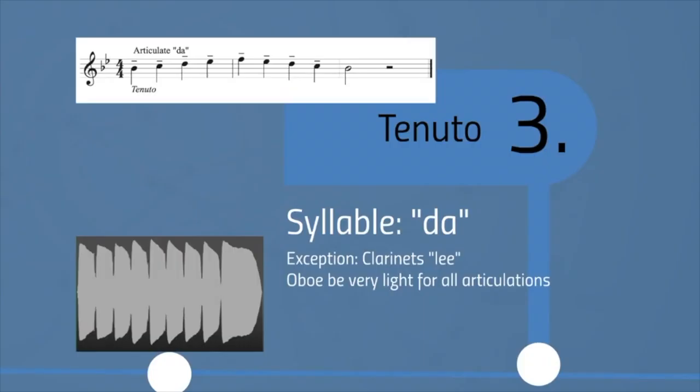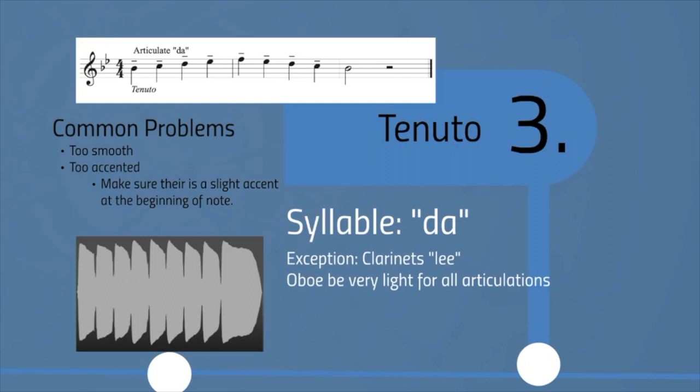The syllable we're going to use is da. Exception, clarinets are going to use li. Oboe is also going to have a very light articulation. If you tongue as hard as the brass, it doesn't sound good. The most common problems I've found with tenuto accents is either you're too smooth or you're too accented. You're playing just like the slur or you're playing just like the marcato, and there's nothing in the middle. So we're trying to make those subtle differences so that we have 5 different accents. Make sure there's a slight accent at the beginning of the note.